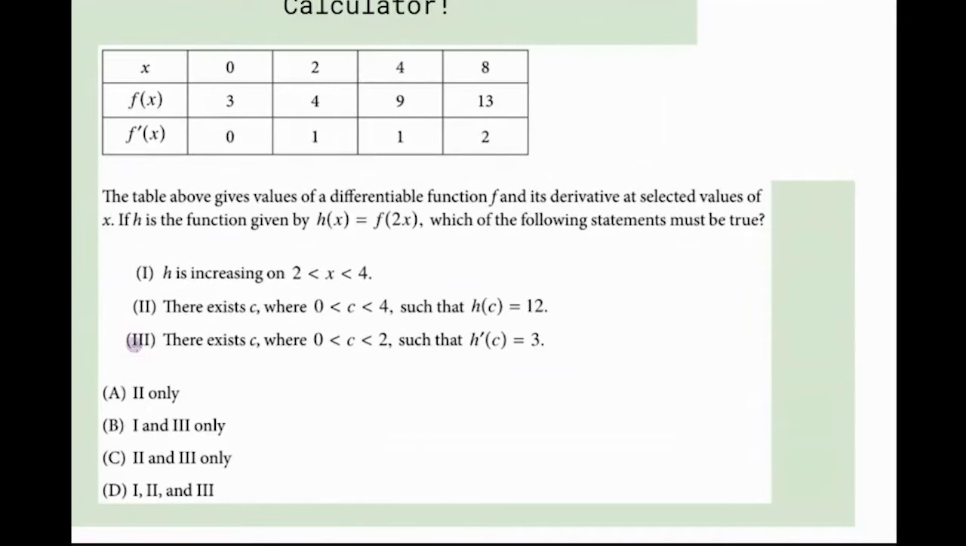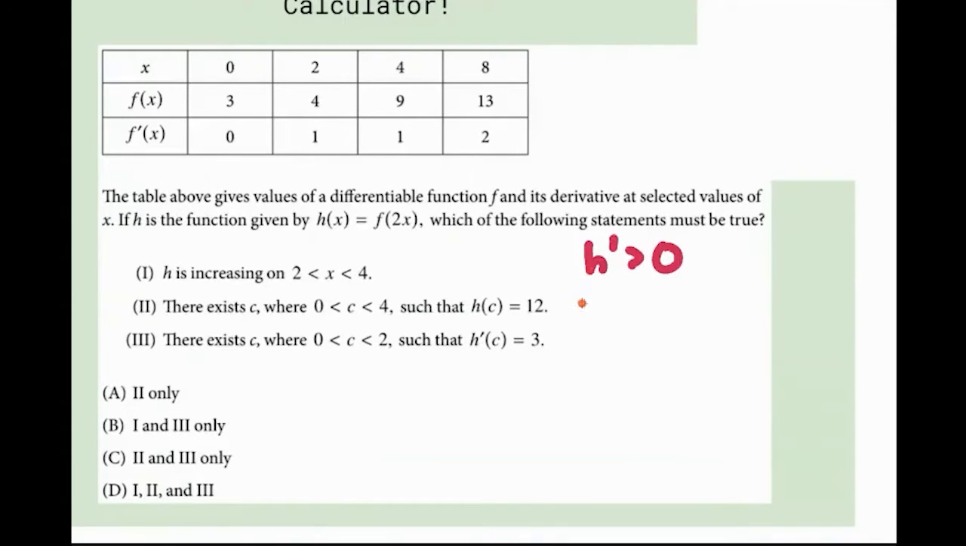Okay, so we're going to break this down bit by bit here. There are so many moving parts to this. So let's look at this first one, Roman numeral 1. h is increasing on the interval from 2 to 4. Okay, so if h is increasing, that means its derivative is positive for every single value between 2 and 4.